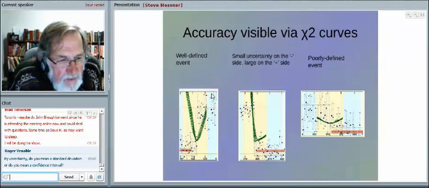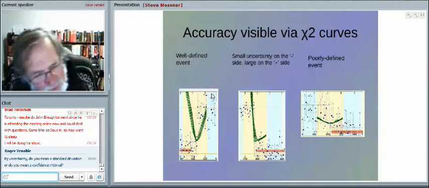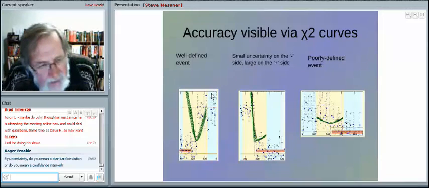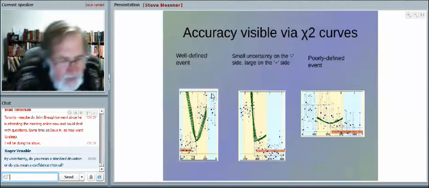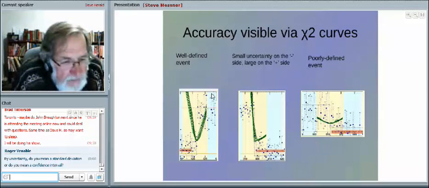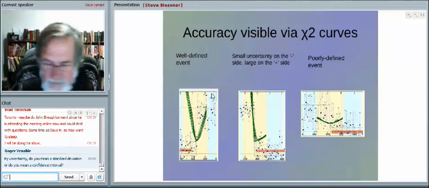The next example is interesting because you've got a steep slope on one side, but the chi-squared values on the other side of the most likely transition point are quite gentle. They don't rise up steeply at all.